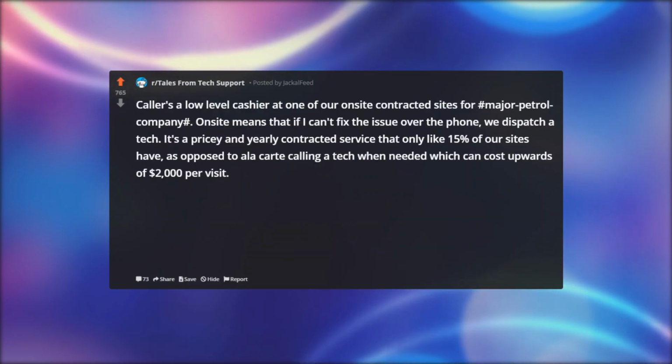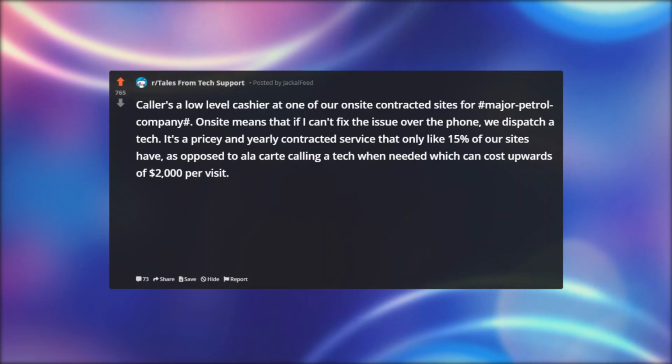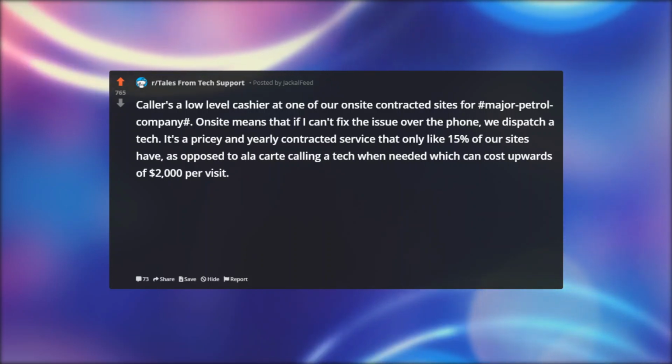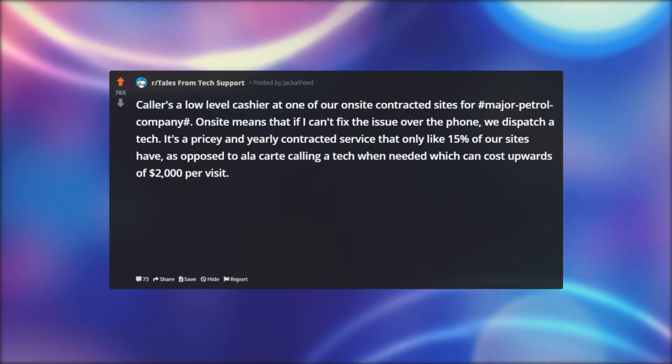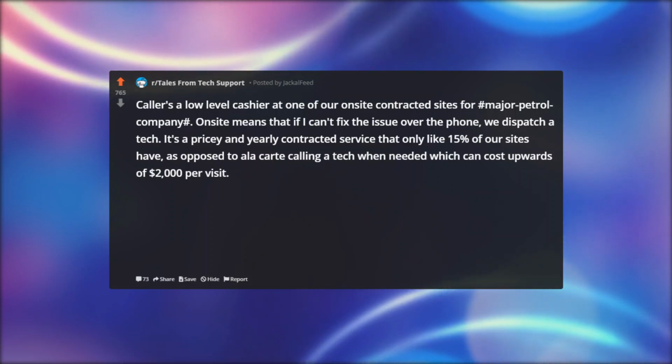Caller's a low-level cashier at one of our on-site contracted sites for #majorpetrolcompany. On-site means that if I can't fix the issue over the phone, we dispatch a tech. It's a pricey, yearly contracted service that only like 15% of our sites have, as opposed to à la carte calling a tech when needed, which can cost upwards of $2,000 per visit.